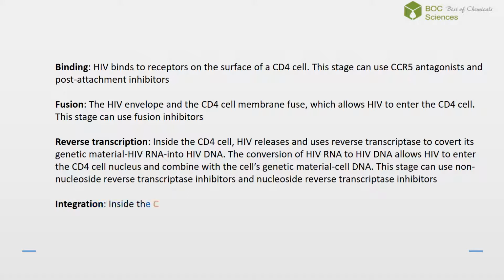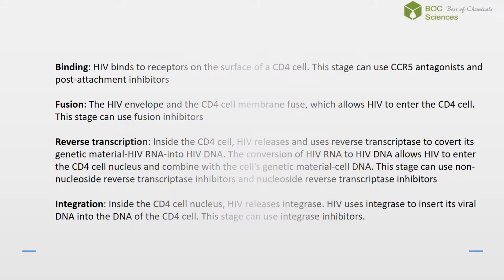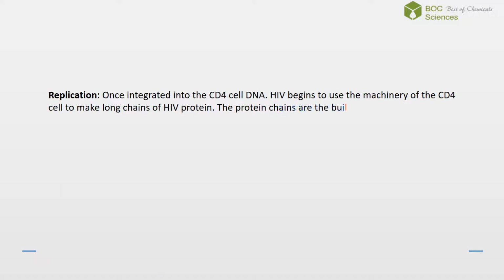Integration: inside the CD4 cell nucleus, HIV releases integrase. HIV uses integrase to insert its viral DNA into the DNA of the CD4 cell. This stage can use integrase inhibitors. Replication: once integrated into the CD4 cell DNA, HIV begins to use the machinery of the CD4 cell to make long chains of HIV protein. The protein chains are the building blocks for more HIV.